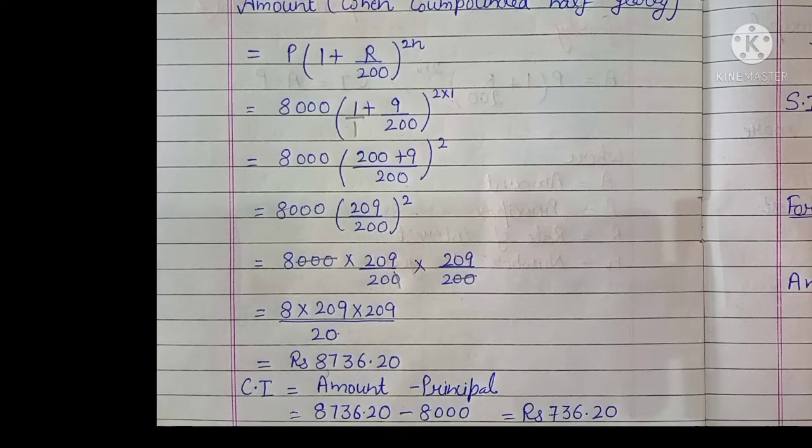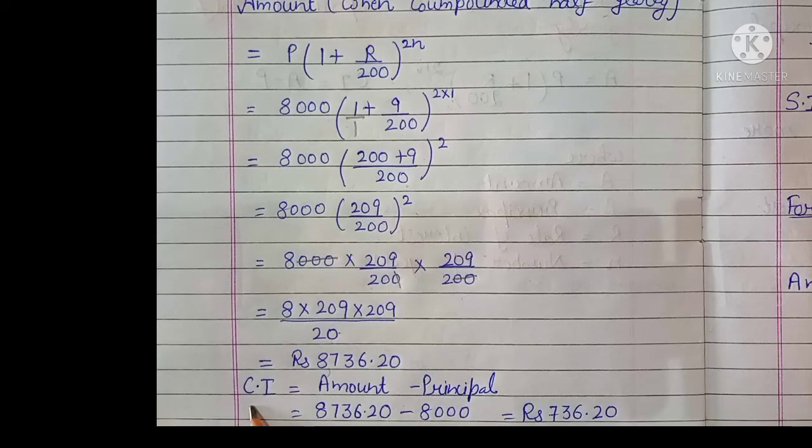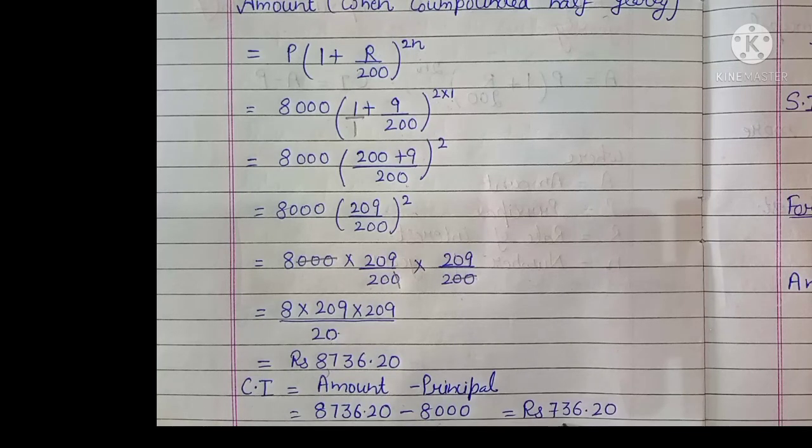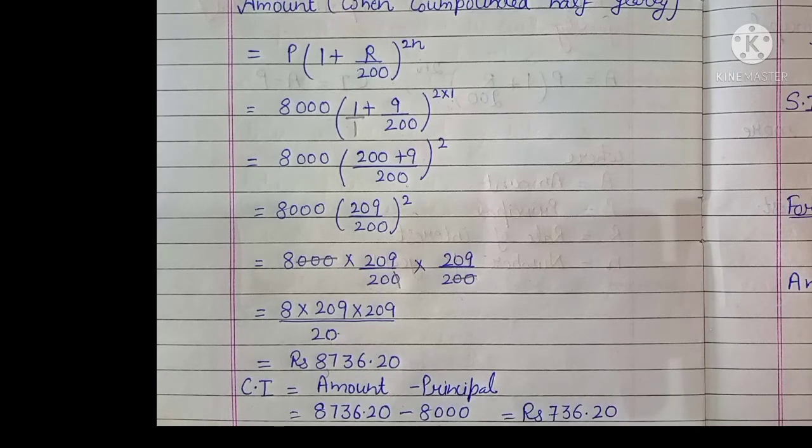8,736.20. We want to find out the amount as well as the compound interest, and the formula for compound interest is amount minus principal. This is the amount, 8,000 was the principal. When we subtract, we will get the compound interest, that is rupees 736.20.